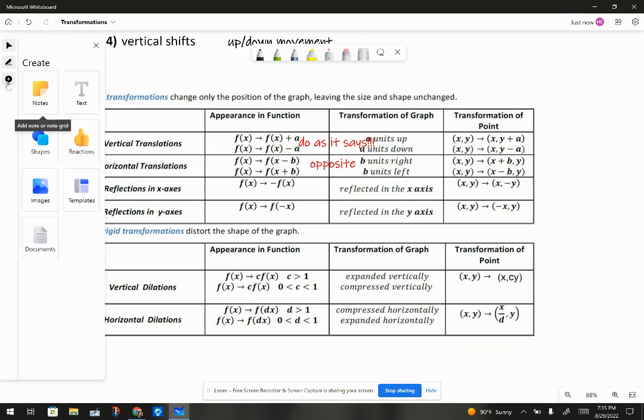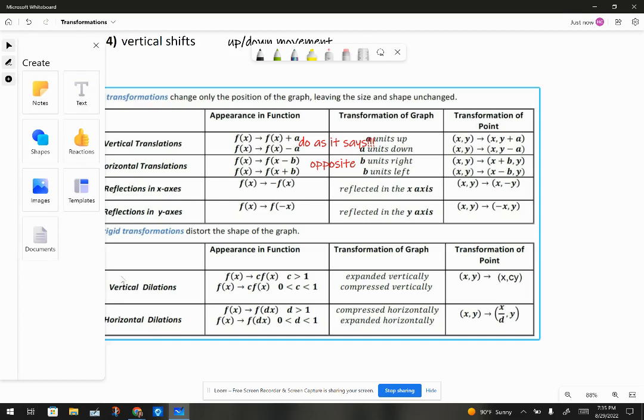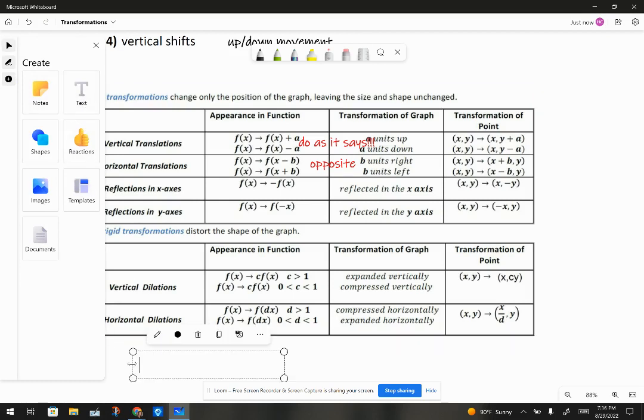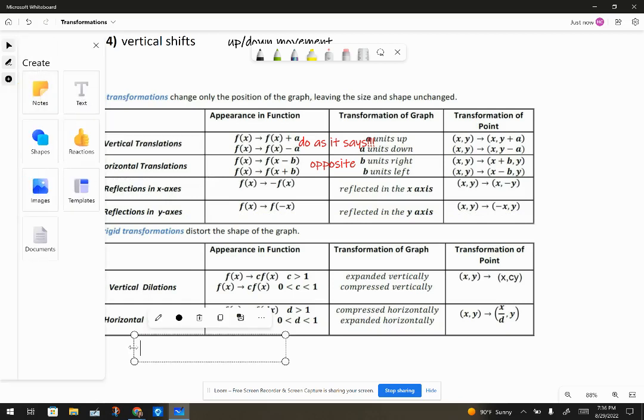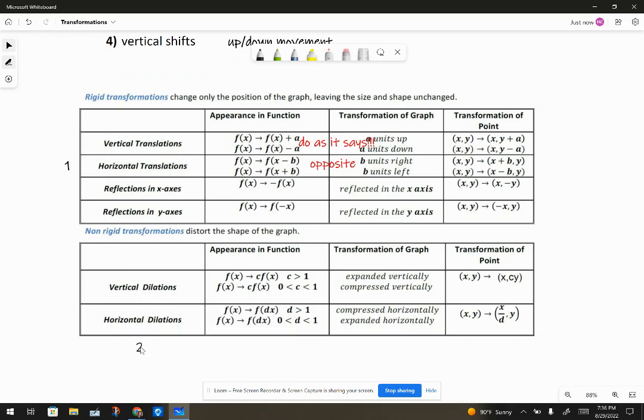Let me see where I can write it. Oh, it's not letting me. Okay, I'm going to write down number 1, 2, 3, 4 here first, and then you'll see what I'm talking about. So number 1, I need you to put it by horizontal transformation. So write a number 1 right there. Then I need you to write a number 2. I need you to write that number 2 next to vertical dilations.